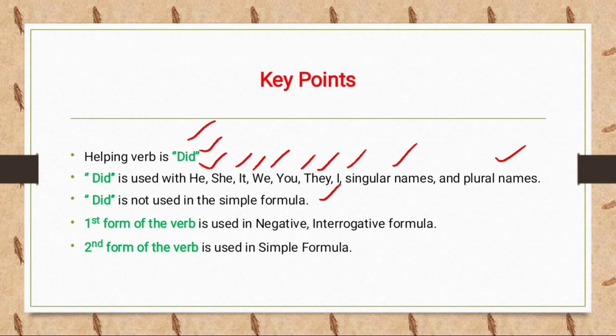First form of the verb is used in negative formula and interrogative formula. Also we use did in negative formula and interrogative formula. Second form of the verb is used in simple formula, and we don't use did in simple formula of past indefinite tense. Means we simply use second form of the verb.